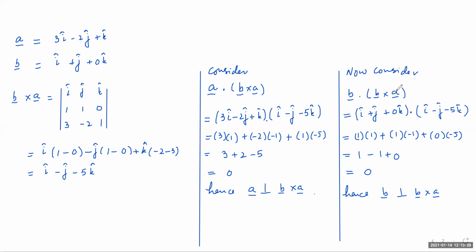Now consider B dot B cross A. Take the dot product. Coefficient of i is 1, so 1 into 1 plus 1 into minus 1 plus 0 into minus 5. Result: 1 minus 1 plus 0 equals 0. As the dot product is 0, this vector is perpendicular to this vector, and the solution, or the proof, is complete.